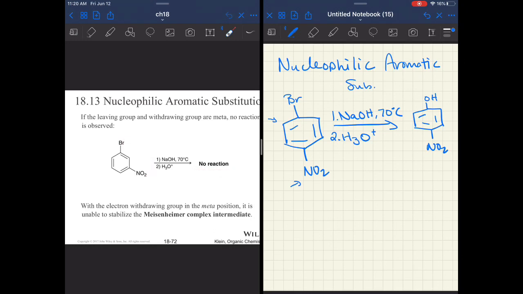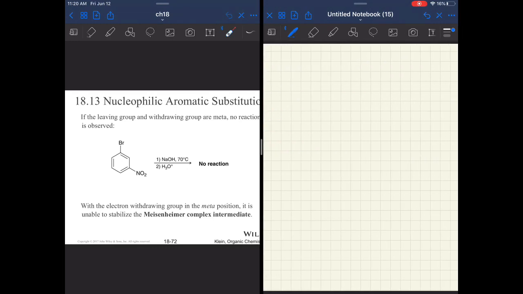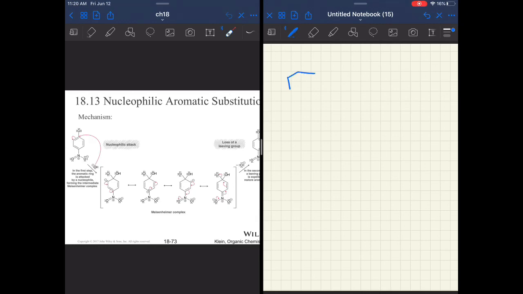So let's look at the mechanism to see if we can understand. We're not going to make a sigma complex, but we are going to make something called a Meisenheimer complex. So we're going to start off with our nucleophilic attack. We've got that electron density being pulled away by that nitro group. We have our good leaving group. You can do bromine, you can do chlorine. It doesn't matter. You're using sodium hydroxide, and so you are going to attack that position. Now, it's not an SN2. You can't do SN2 on an sp2 carbon. So the leaving group is not going to leave in this step, but you are going to create a carbanion.